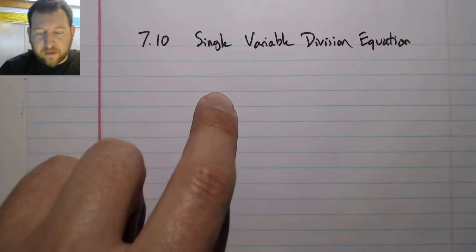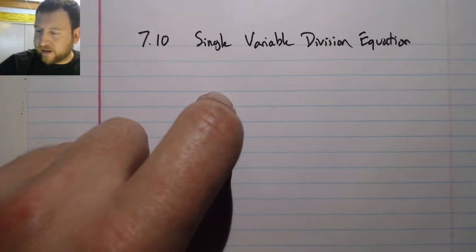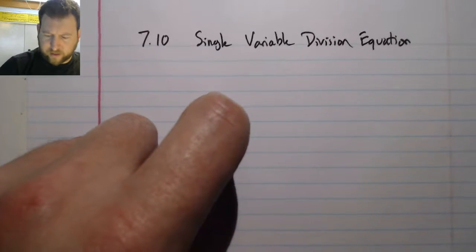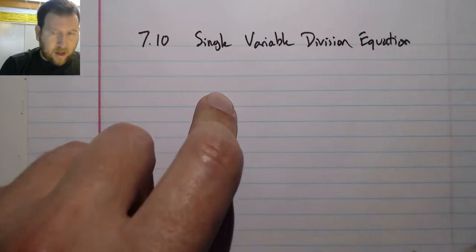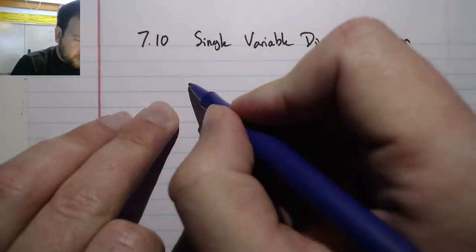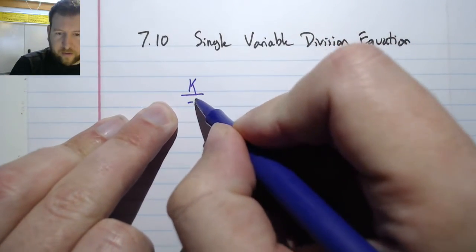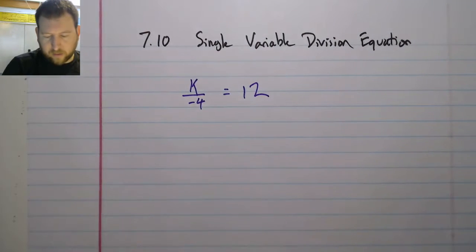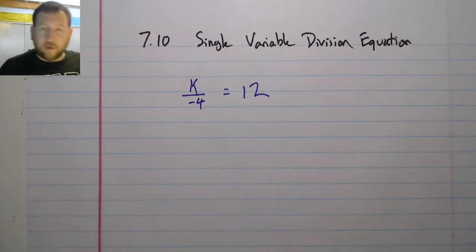So a problem that we might get in this section, let me get the right colors. I need all the fun colors. Oops. And let's look at a problem that looks like this. K over negative 4 equals 12. And the question remains, what do we do to solve this?